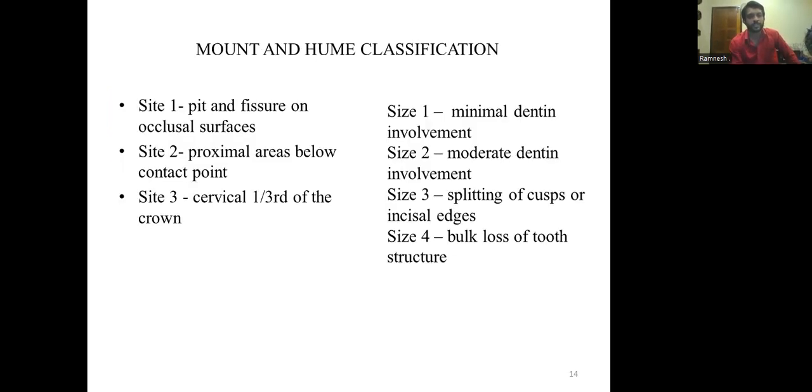Mount and Hume classification is according to the site and size of the lesion. Site 1 is the pit and fissure on occlusal surface. Site 2 is proximal areas below the contact point. Site 3, cervical one-third of the crown. Size 1 is with minimal involvement of dentine. Size 2, moderate involvement of the dentine. Size 3, splitting of cusp or incisal edges, and size 4 is bulk loss of tooth structure.